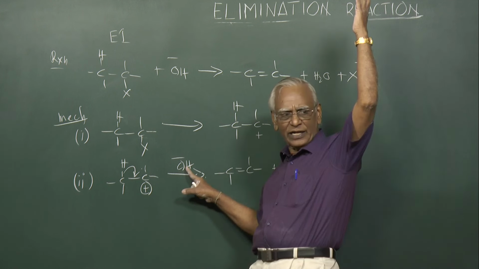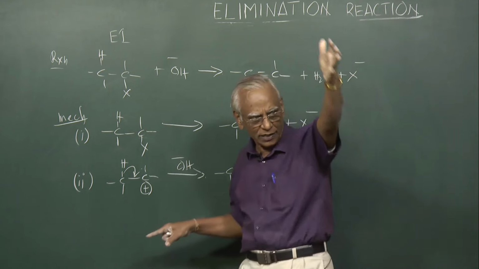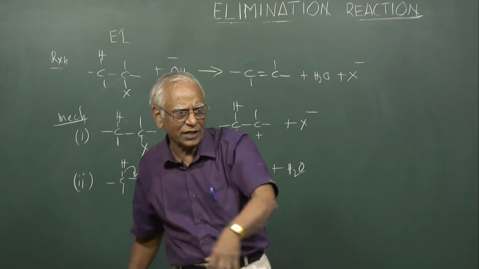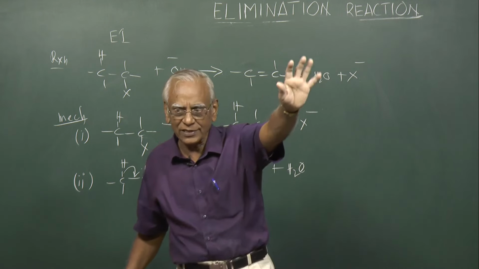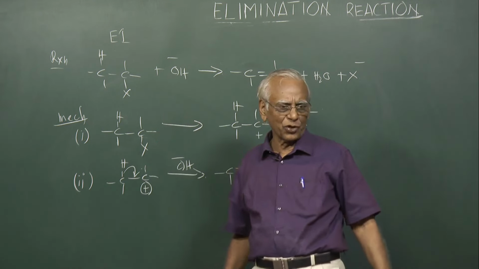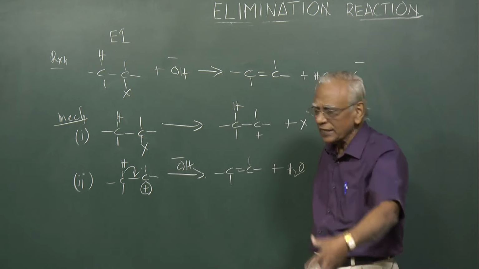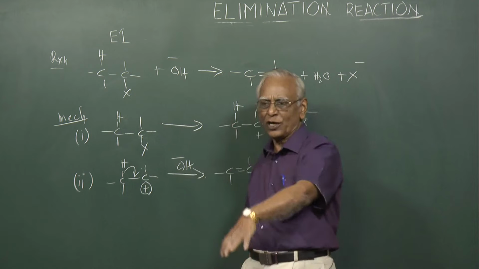So when does it happen? E2 now, tell me. I should have indicated the nature of the base also as one of the features. What should be the nature of the base in E2 reaction? Moderately a stronger base. Here, what should be the nature of the base? A very weak base. Therefore, it is not able to abstract a proton in the very first step here.